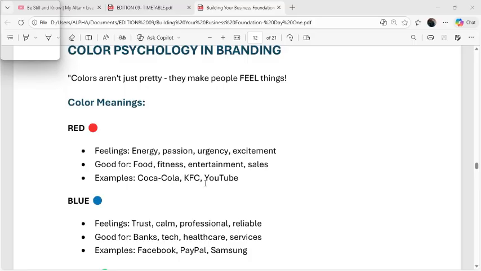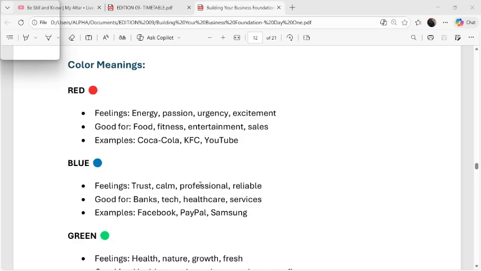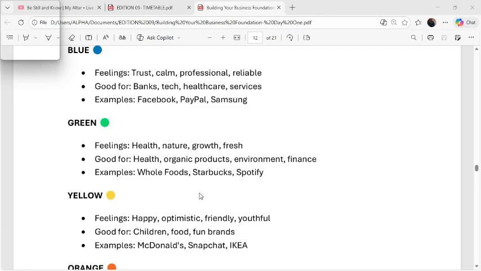And then when we move to blue, blue is what? There is trust, there is calmness, it is professional, it is reliable. For instance, when you talk about banks, the tech industry, healthcare and services, let's look at Facebook, let's look at PayPal, let's look at Samsung. You see, these brands are under the color blue because they want you to trust them. Colors really communicate with the person.